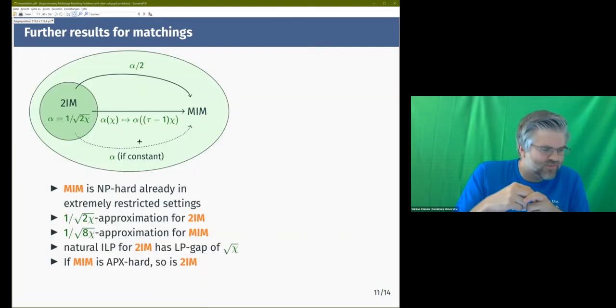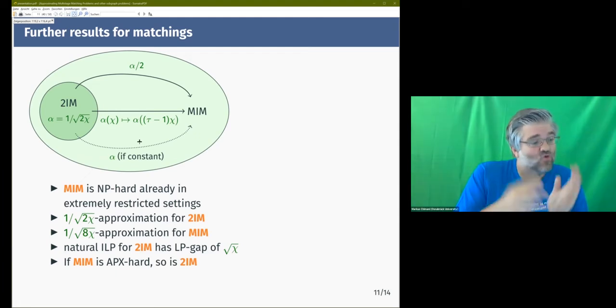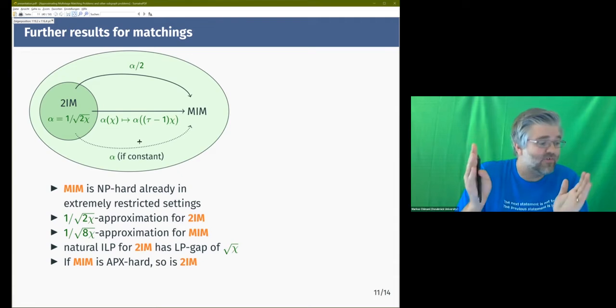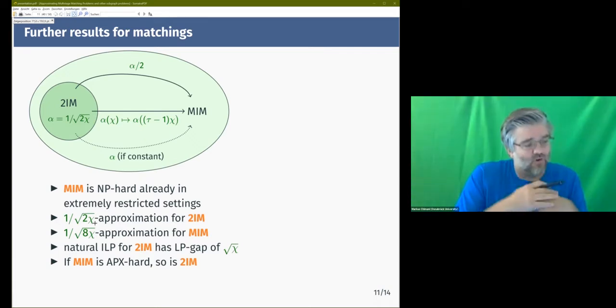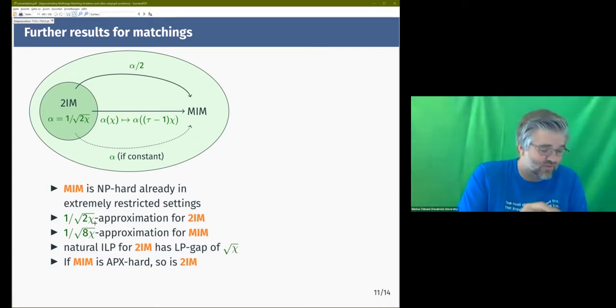There are a couple more results we have there. Most importantly, we can transform any two-stage approximation into an approximation for arbitrarily many stages, and the approximation ratio only goes down by a factor of 1/2. So we have seen that we can approximate our problem with a ratio of 1 over square root of 2 chi. For an arbitrary number of stages, you just substitute the 2 with a 4 because it's within the square root. And that's the approximation ratio you get for an arbitrary number of stages.